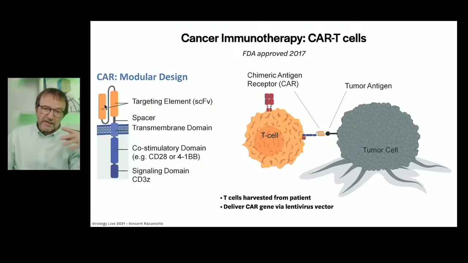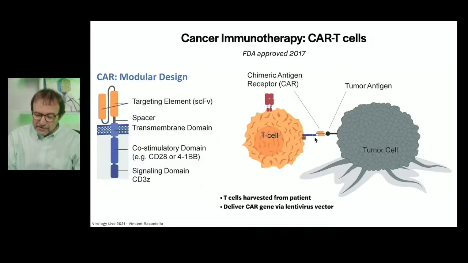So what you do is you harvest T cells from the patient, and then you deliver this molecule, the CAR, via a lentivirus vector in culture. Then you put the T cells back in the patient, and now they have the ability to kill tumor cells by virtue of having this new targeting element on their surface. So this is highly promising, and it depends on viral delivery by lentivector. So that's why I wanted to mention it to you.